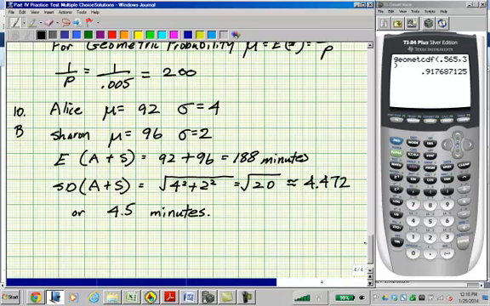But the question asks, what's the standard deviation of Alice and Sharon? Well, if they're independent, then we take the square root of the sum of the variances. So it'll be the square root of 4 squared plus 2 squared, since the variance equals the standard deviation squared. That'll be the square root of 20, which is 4.472 minutes, or rounded in the answer, 4.5 minutes, is the standard deviation.